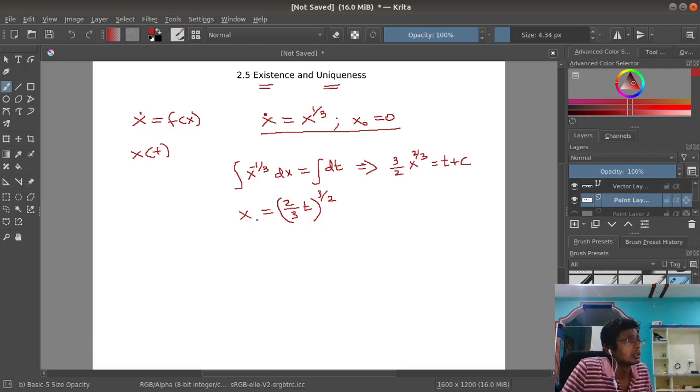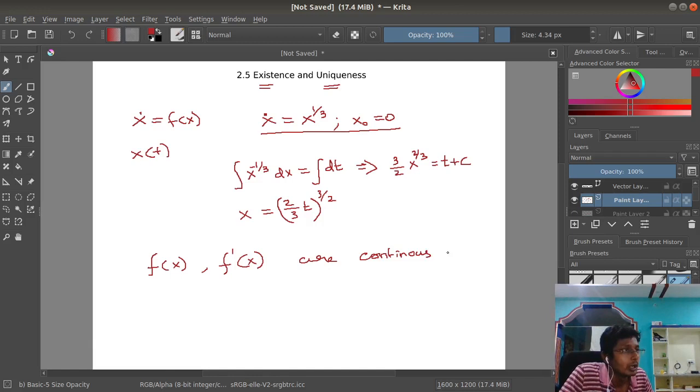So how can I make sure whether a given function f of x will provide a unique solution or not? What is the condition? We have to take f of x and f prime of x, and if these two functions are continuous at x naught, then I could say that in an open interval near x naught, the solution exists and the existing solution is unique. That's the condition for existence and uniqueness.